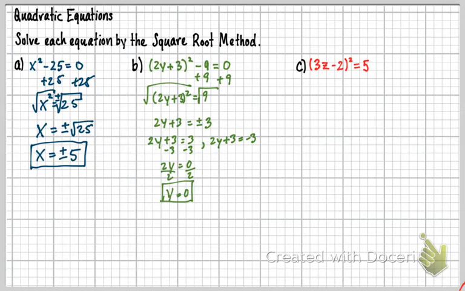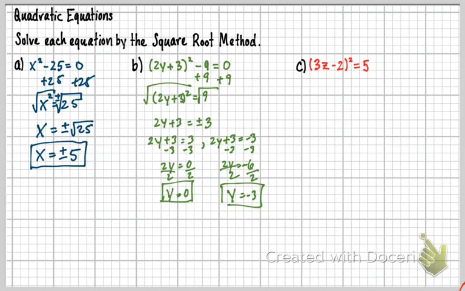Now I'm just going to do it again for this one. I'm going to subtract 3 from both sides. So that's going to be 2y equals negative 6. I divide by 2, y equals negative 3. So we get the two answers, y equals 0 and y equals negative 3.